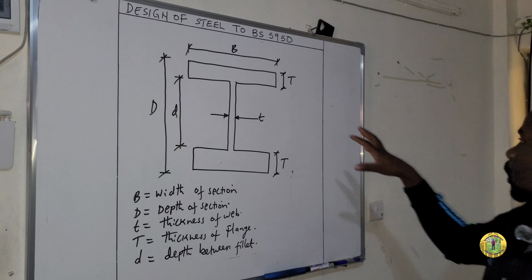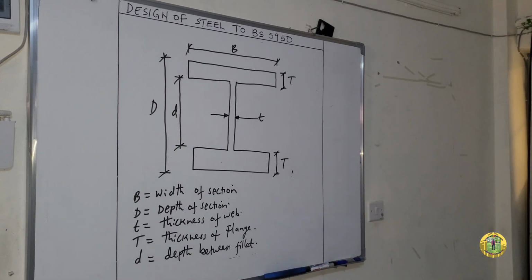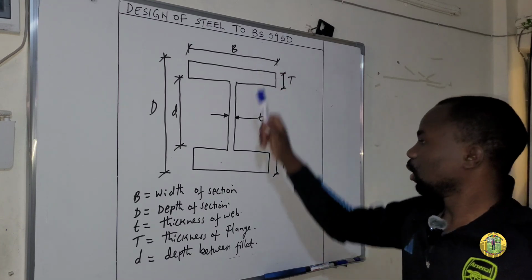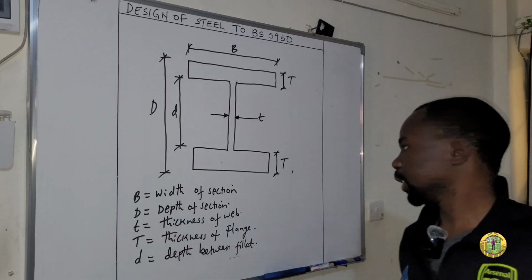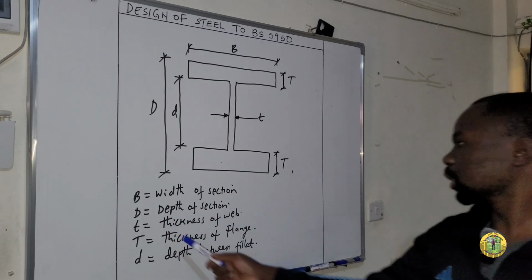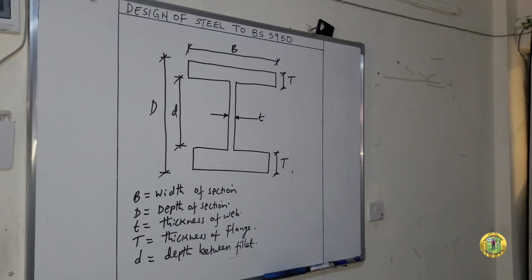Now let's talk about this section of a steel. So this is the property of a section of a steel. B is the width of the section. Capital D is the depth of the section. Small t is the thickness of the web. Capital T is the thickness of the flange. And small d is the depth between fillets. So that is all about the properties of a section of a steel.